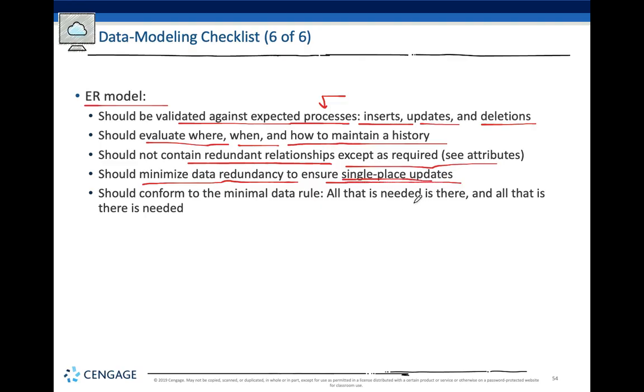Single place updates, meaning you should only have to update data if data changes and needs to be updated. You should only have to update it in one place, not in multiple places, right? That could give rise to update anomalies and data inconsistencies. Okay. And ER models should conform to the minimal data rule. All that is needed is there, and all that is there is needed.